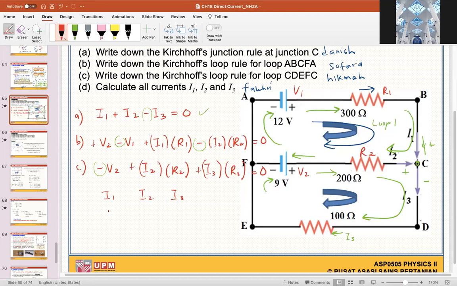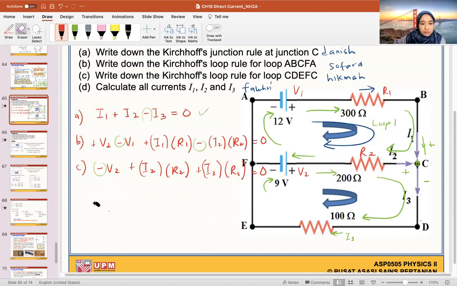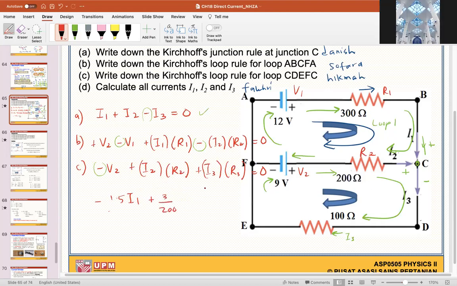saya buat negative 1.5 I. Kan R tu kita kira R dulu, lepas tu saya cari I, kan kita tak tahu, jadi saya buat negative 1.5 I1 plus 3 over 200 plus 9 over 100. Ini semua I1 lagi, saya buat kurungan.